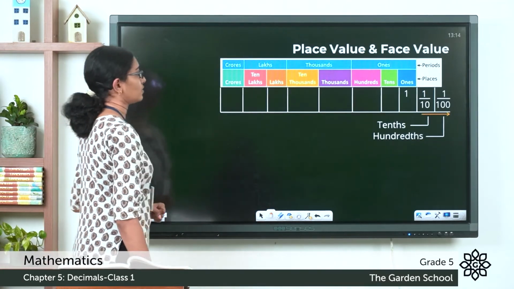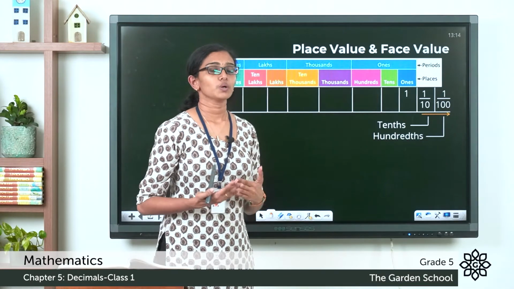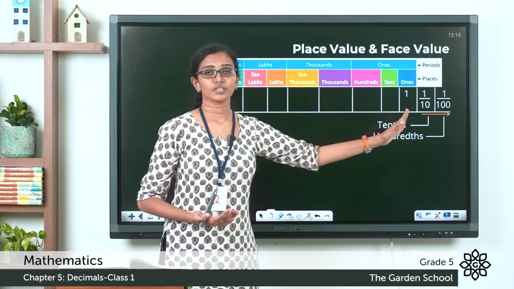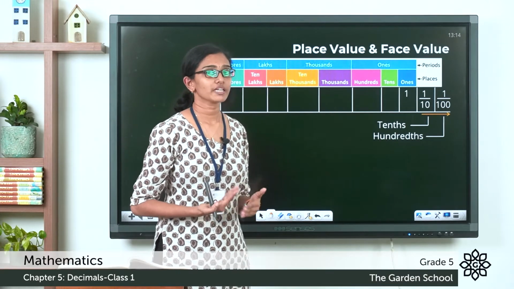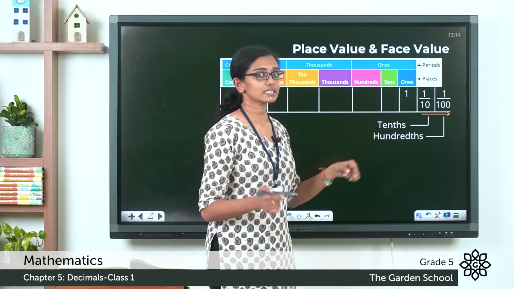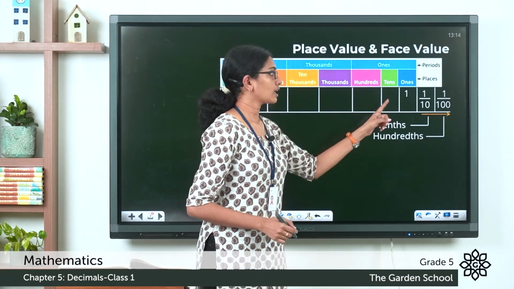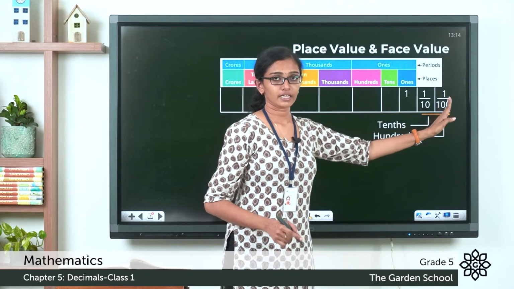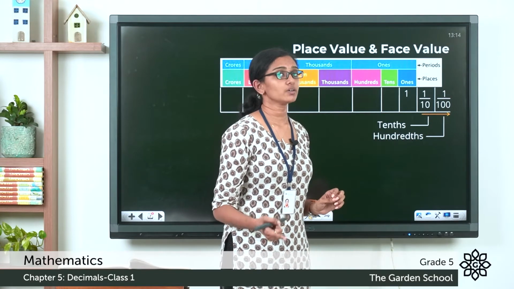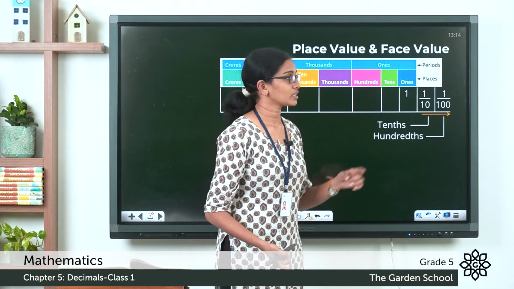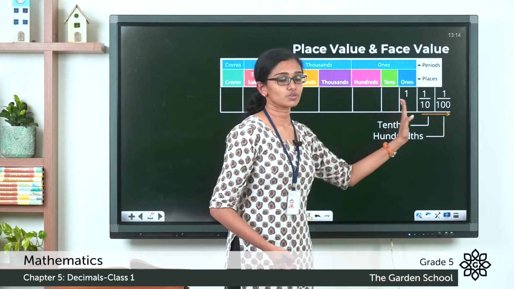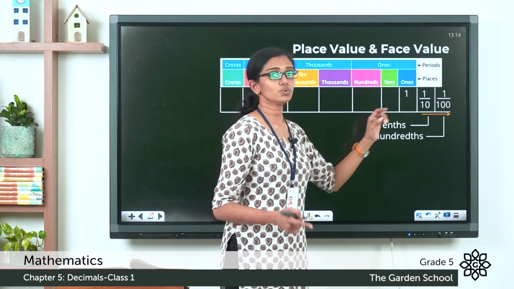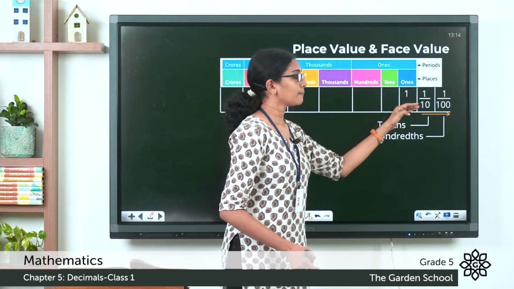Clear? Now see, what if we keep moving to the right from this left? After this ones place, how does the place value get changed? In ones place, the value is 1. And when you move towards the right, it gets divided by 10, right? Or it becomes 1 by 10th. So when you move from the ones place to the next place or towards the right, the value gets decreased by 1 by 10th.